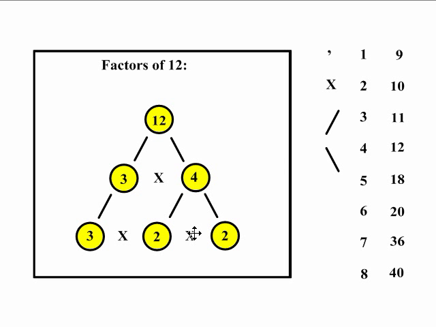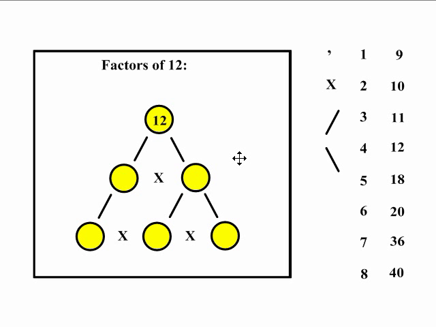I can test whether my factor tree worked by multiplying the numbers at the bottom and making sure that they result in 12. 3 times 2 is 6, times another 2 is 12. It works. But there can be more than one way to break 12 down into its factors. So let's try doing a factor tree that looks a little different.